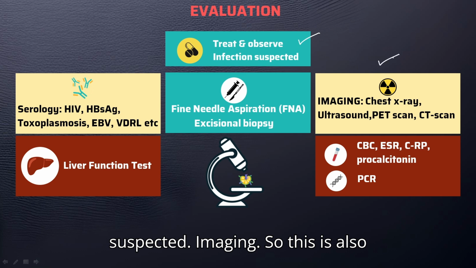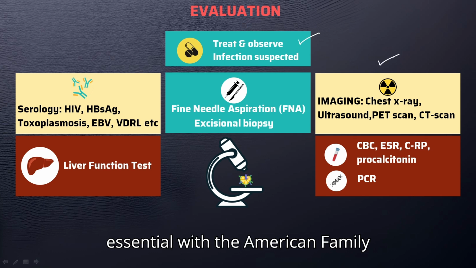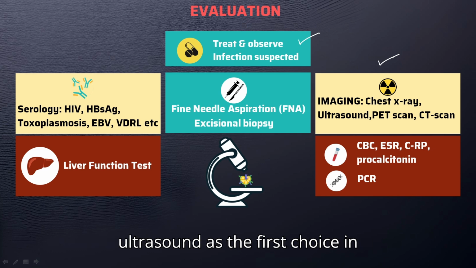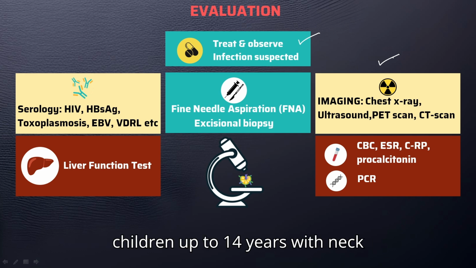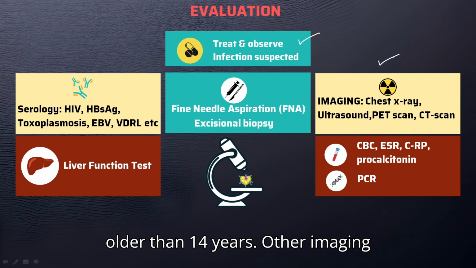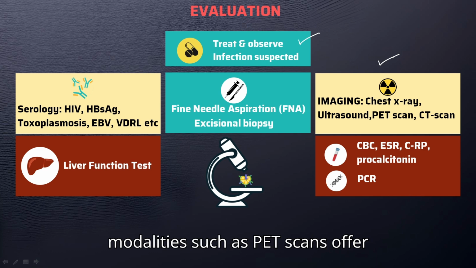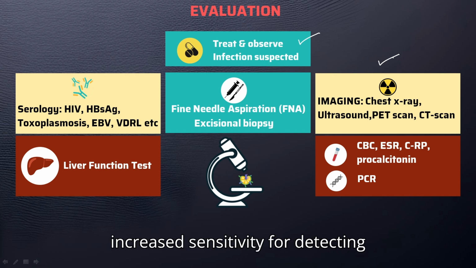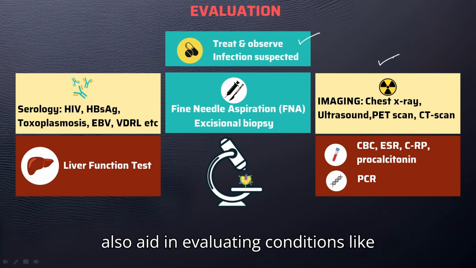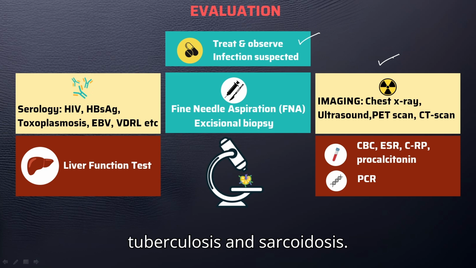Imaging. So, this is also essential, with the American Family Physician recommending ultrasound as the first choice in children up to 14 years with neck lymphadenopathy and CT scans for those older than 14 years. Other imaging modalities such as PET scans offer increased sensitivity for detecting malignant nodes, while chest x-rays can also aid in evaluating conditions like tuberculosis and sarcoidosis.